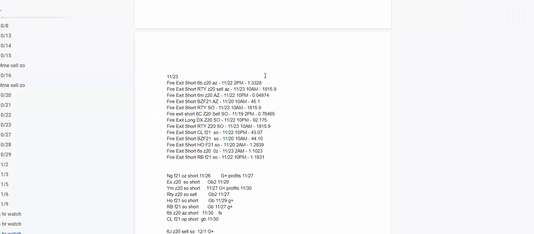Now, if you remember, around November 23rd was after the election, and there was this push and pull and tug between Trump and Biden, with Trump saying I won, and Biden going I don't think so. And so all of a sudden, 11:23, we have this experience here, right? Absolutely horrible. A whole shitload of losing trades.